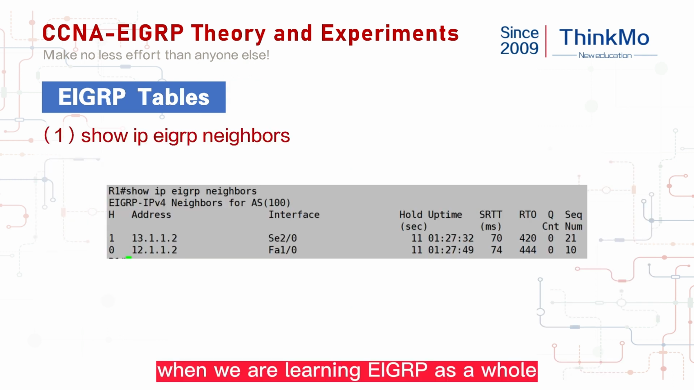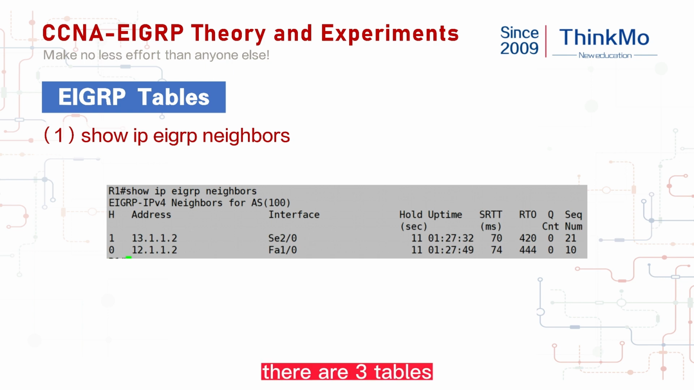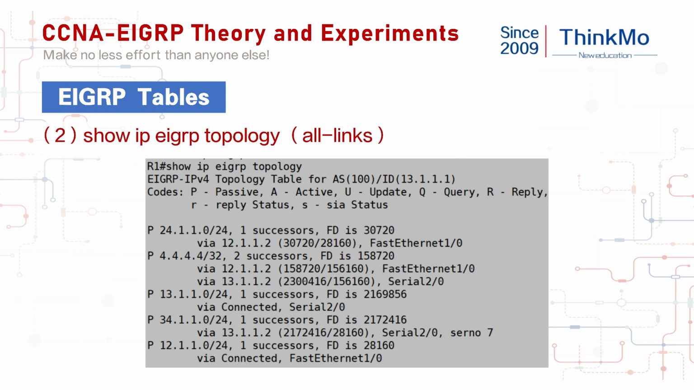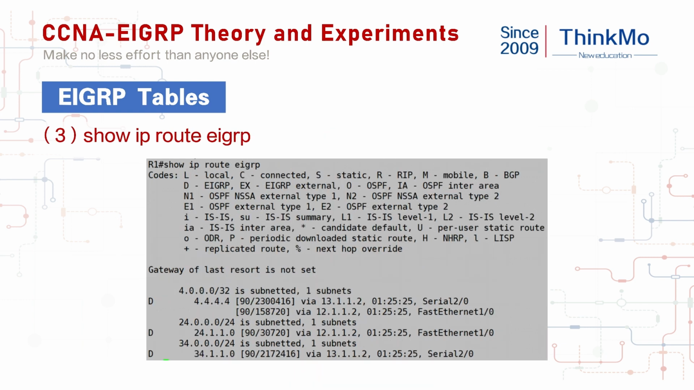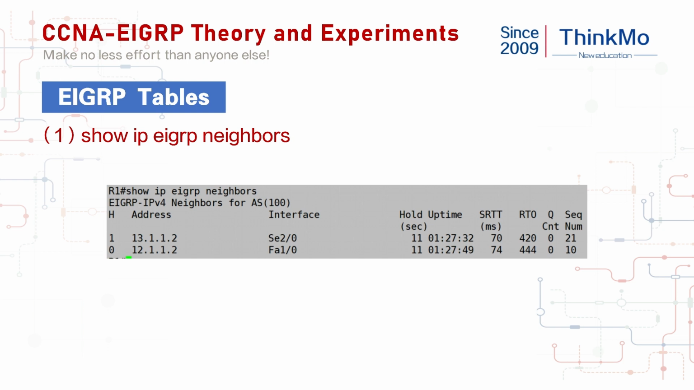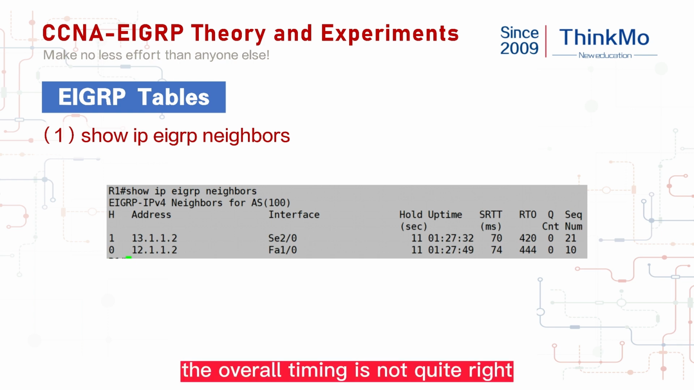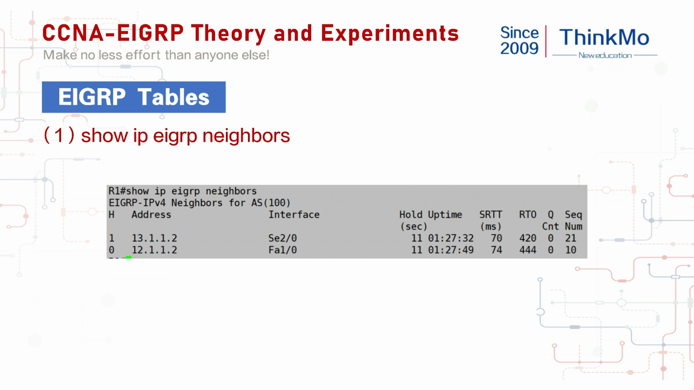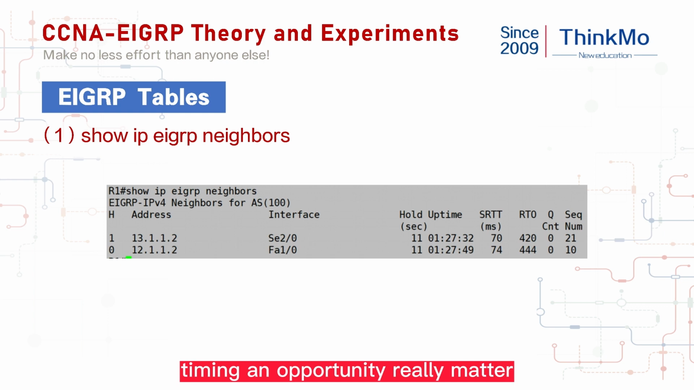When we are learning EIGRP as a whole, there are 3 tables. Look. Neighbor table, topology table, and routing table. When we learn OSPF in the next class, also 3 tables. Neighbor table, topology table, routing table. Both of them are the same in this case. The overall timing is not quite right. So whether it is technology or market, timing and opportunity really matter.